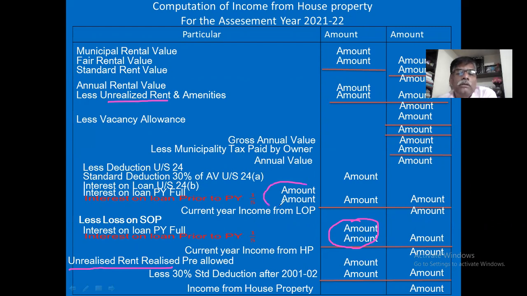And here, this amount has no limit. Let out property, no limit. And this amount you have to give consideration: 30% deduction is allowable if it is after 2001. Before that, not allowed. Remember this. These points you remember in connection with the income from house property.